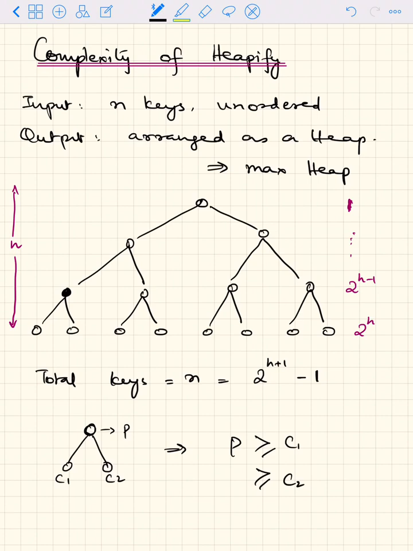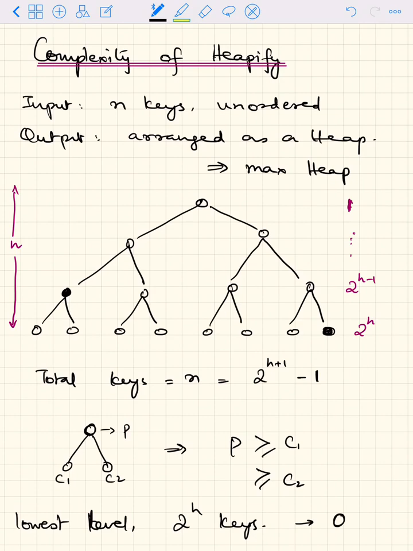Now let's see how we could enforce it. So start off by considering the lowest level of the tree, okay? So this has 2 to the power h keys, but if you consider any of these nodes, say this one, do we need to do anything about maintaining the heap property? No, because it has no children, so it is fine. So basically, we do 0 work at this level, okay?